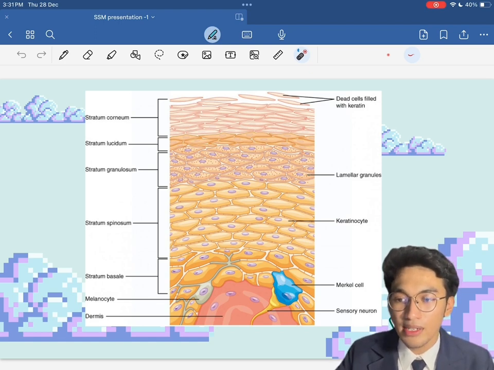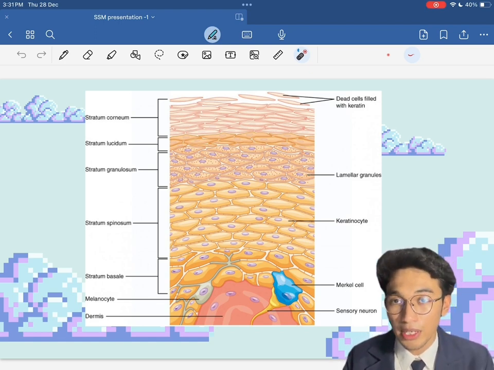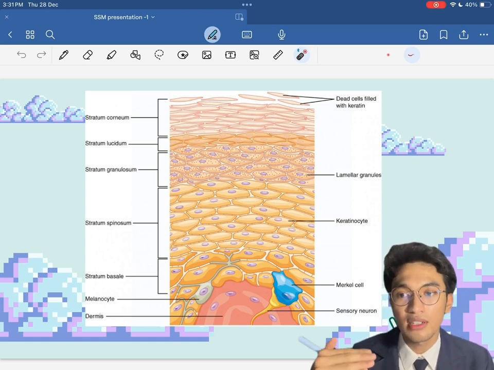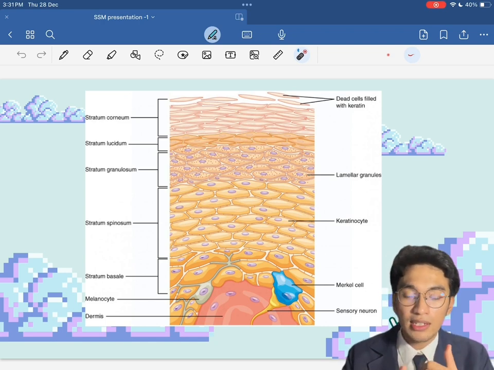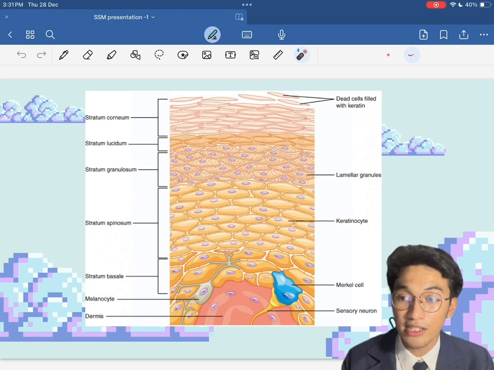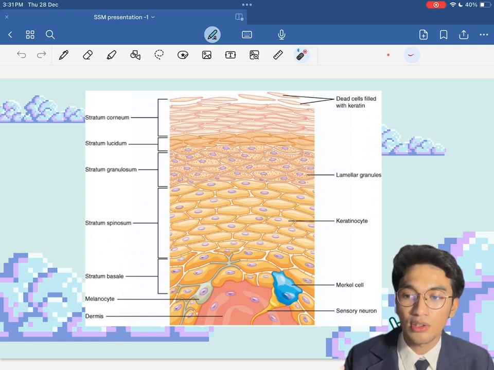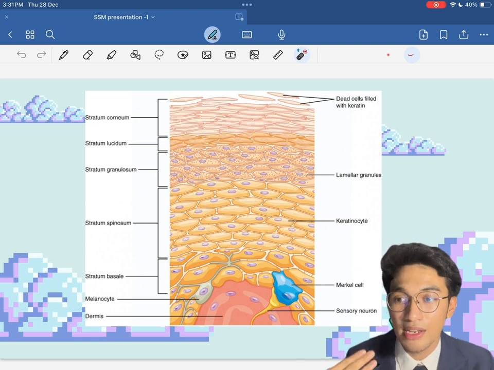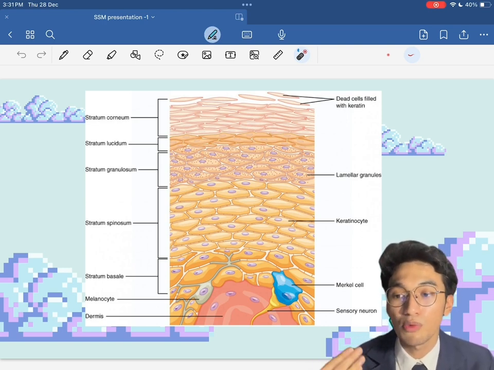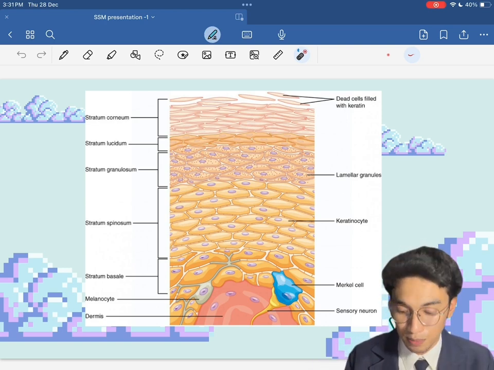The last one is the stratum corneum. The stratum corneum is the fifth and most superficial layer, 15 to 30 layers thick. It is flattened, dead cells filled with soft keratin filament. These keratinized cells form a continuous sheet and are always being replaced with new cells.